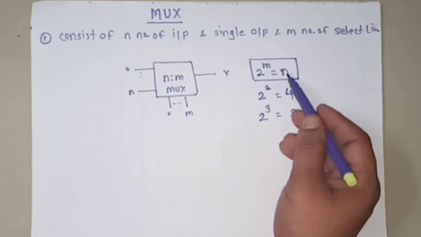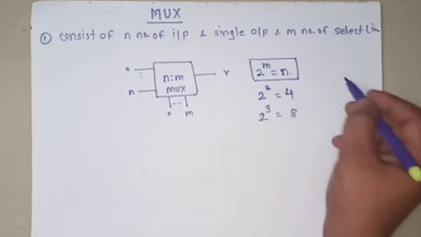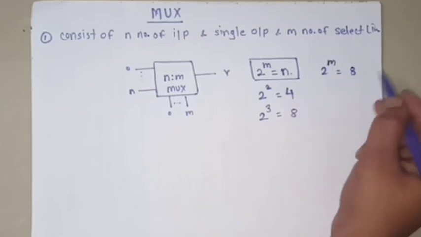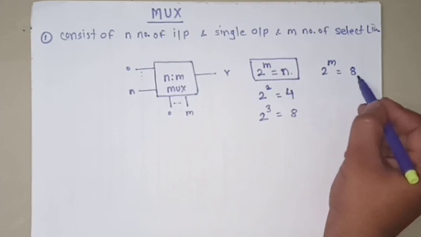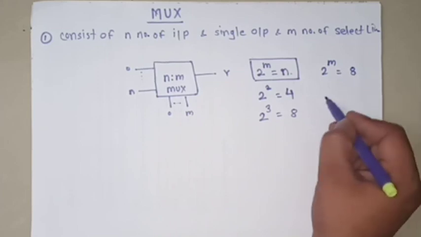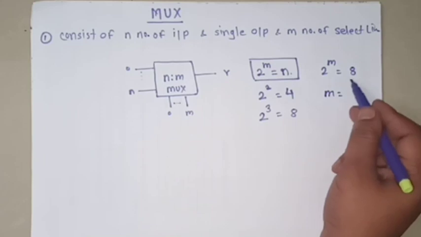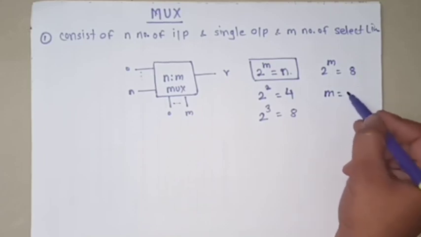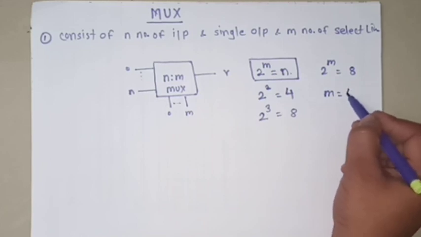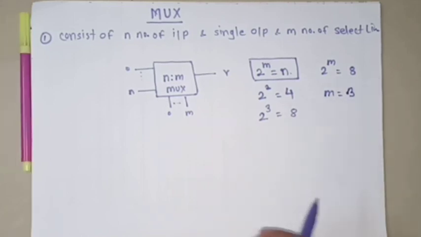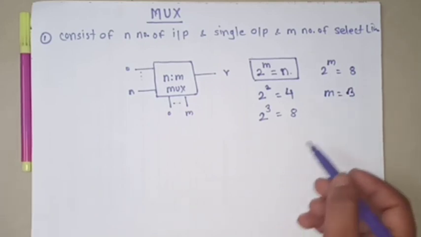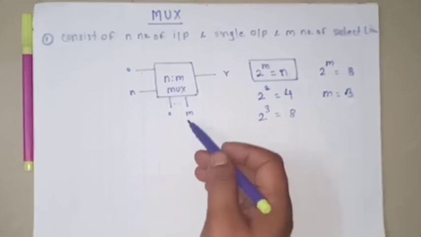Suppose we have the total number of input lines as 8. So 2 raised to m equals 8, since we know the number of input lines is 8. We will find the value of m as log base 2 of 8, that is equal to 3. So m is 3. In this way we can find out either m or n.